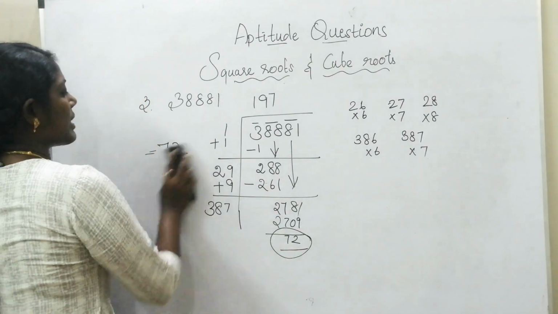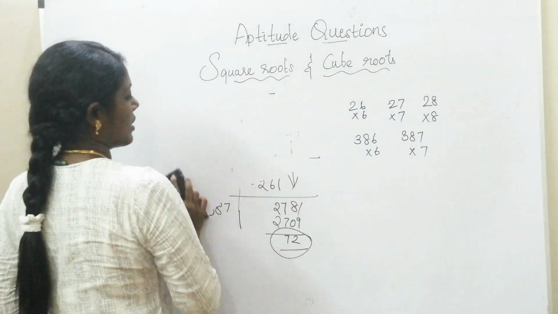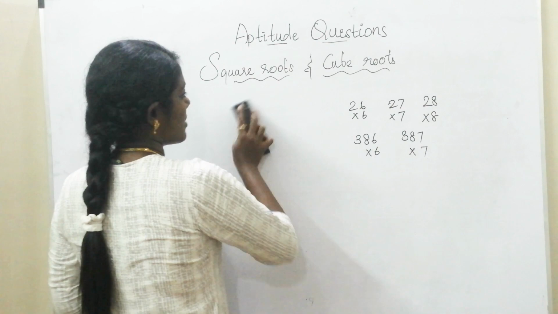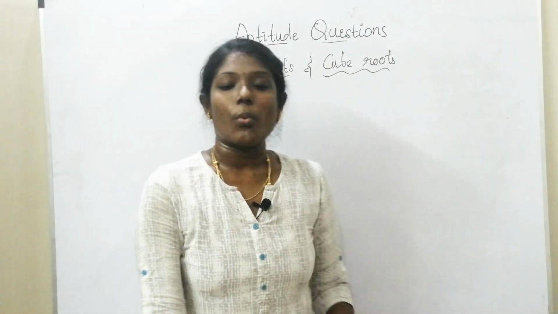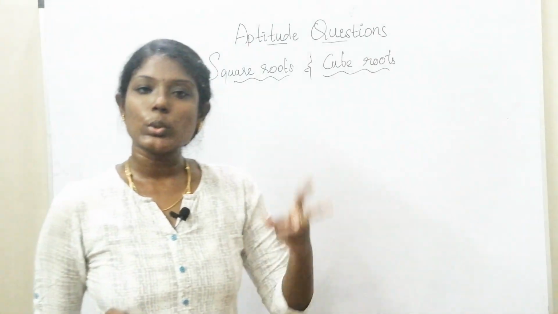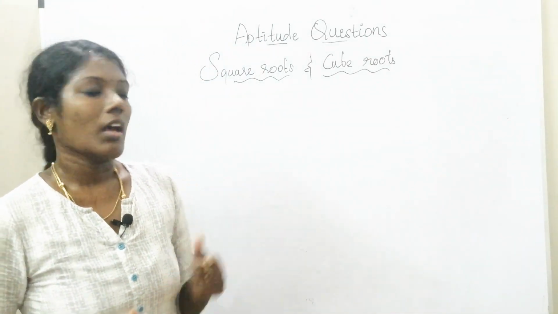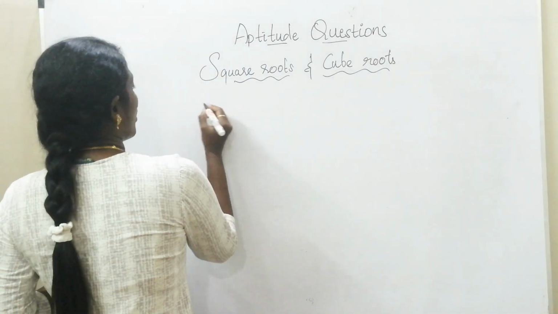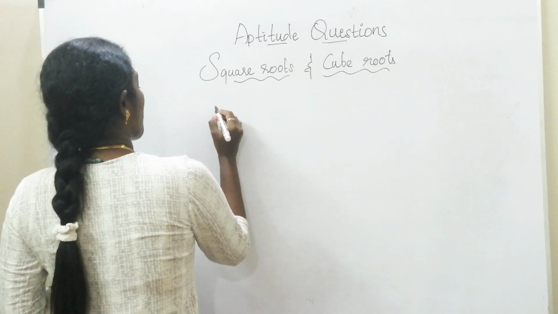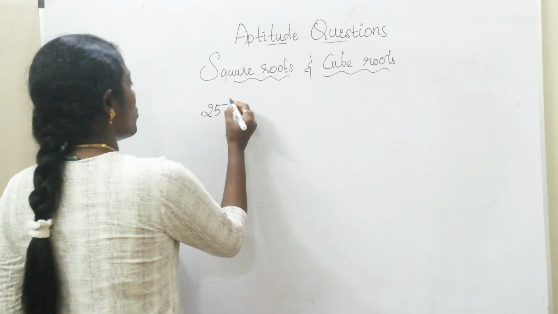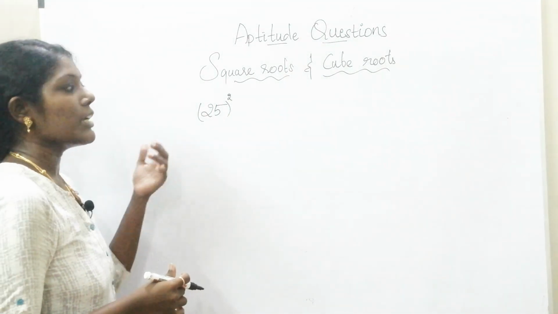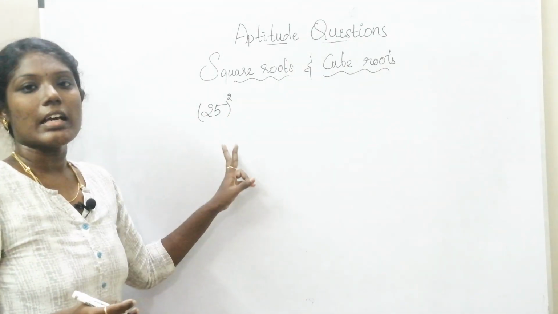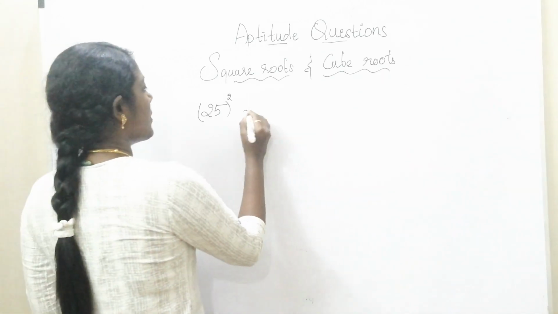Now let us see certain tips and tricks over here to find out the squares and square roots. See, if you want to find out the square of a 2-digit number ending with 5, suppose your 2-digit number is 25, and you want to find out the square of this number. You need not multiply 25 into 25. Instead, I just give you a small trick here.